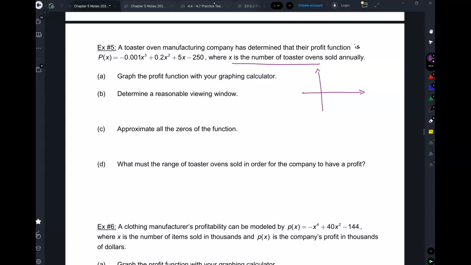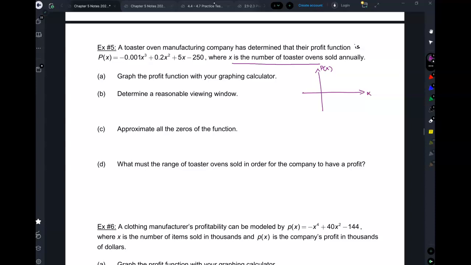In this particular problem, the horizontal axis, this is the independent variable. What quantity does it stand for? Number of toaster ovens sold. What variable is that? X. What does the dependent variable, the vertical axis, stand for? Not F. What's the name of the function? P of X. What does it stand for?